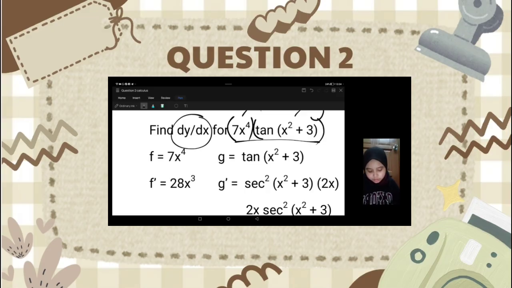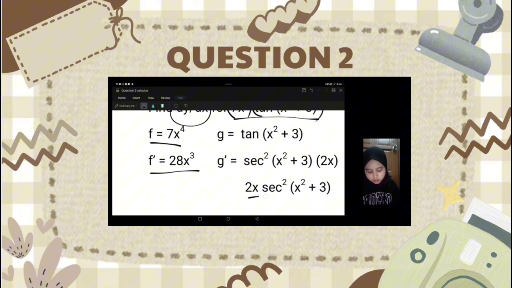For f prime, we need to differentiate f, and we get 28x to the power of 3. For g prime, we need to differentiate g, and we get 2x sec squared of x squared plus 3.